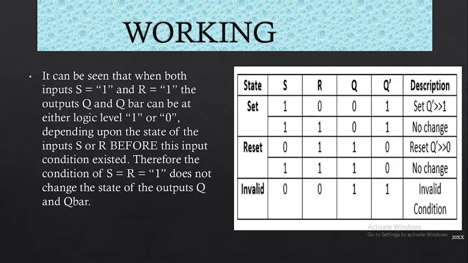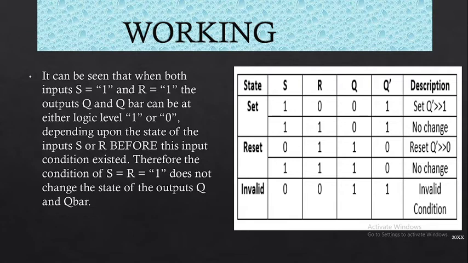Now let's move on to see the truth table. This is the truth table that we formed by the observations from the last two slides. Here we can see that in the set state, S becomes 1 and R is 0, so Q becomes 0 and Q bar is 1. This is the first case, and as we saw, Q bar is set to 1.